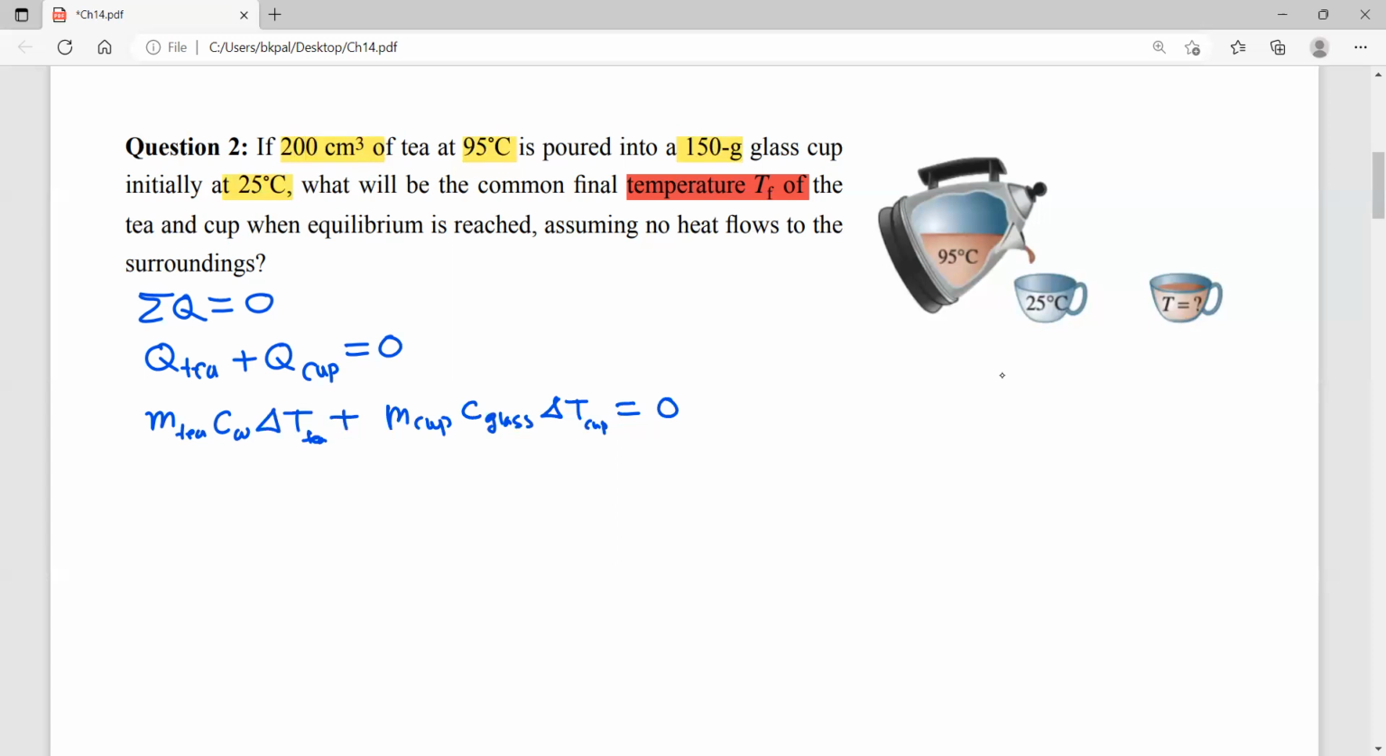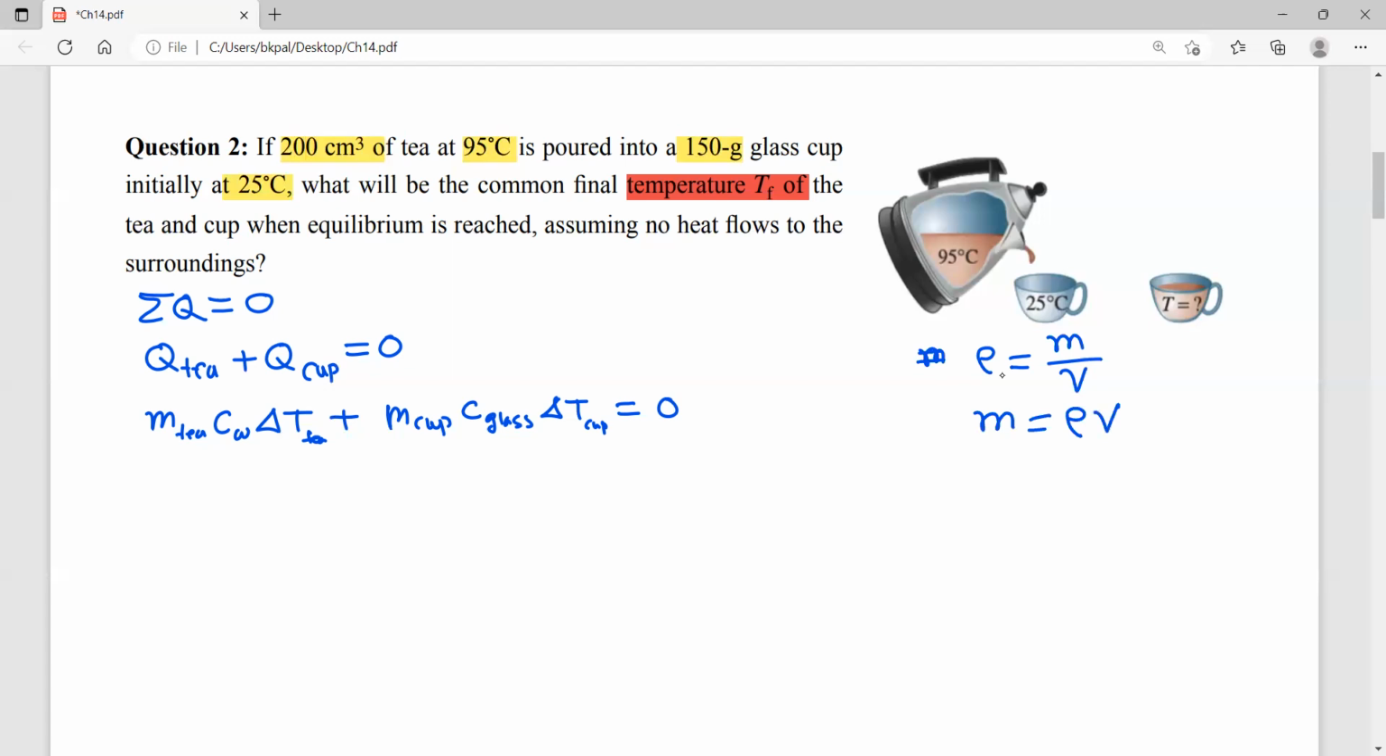Instead the volume of the T is given. So we need the mass of the T. So how to determine the mass from the volume? The equation we need here is this one: the density of water is equal to mass per unit volume. So mass is equal to density times the volume.